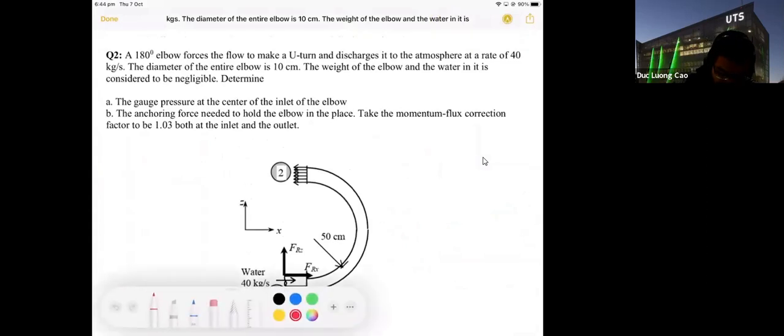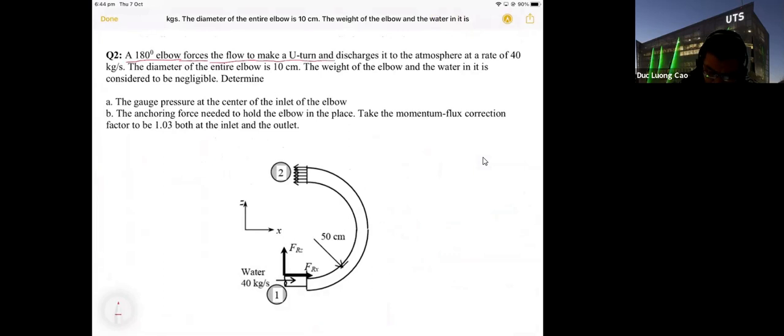In this question, you have a 180-degree elbow that forces the flow to make a U-turn and discharge into the atmosphere. Discharge into the atmosphere means at station 2, this one is atmosphere. So we have P2 equal to atmospheric pressure, or 0 gauge pressure.